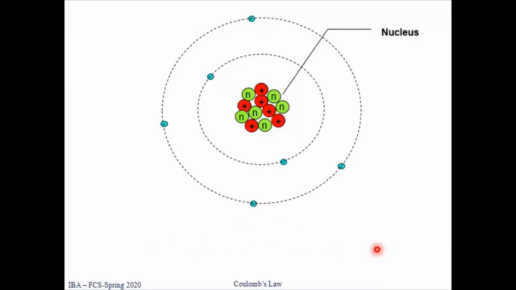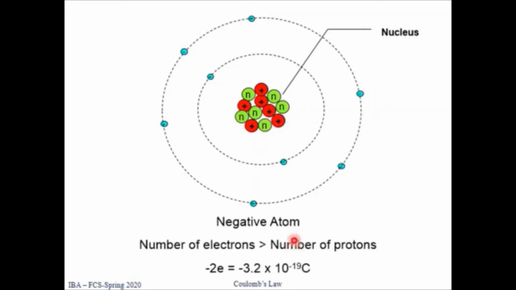Let me add 2 more electrons to this atom. One electron added here and another electron added here, so that the total number of electrons is now 8, which is greater than the number of protons available in this nucleus, which is 6. Therefore, this atom is considered a negative atom because the number of electrons is greater than the number of protons.